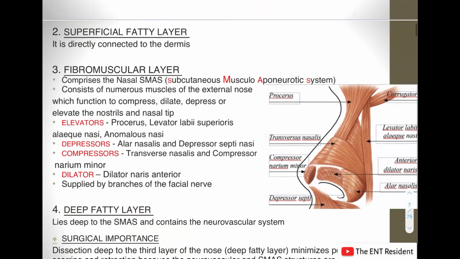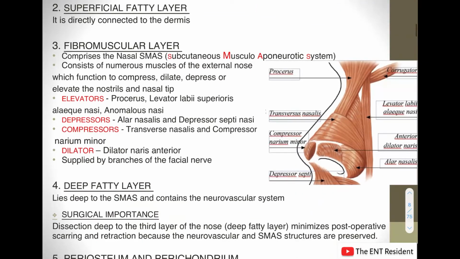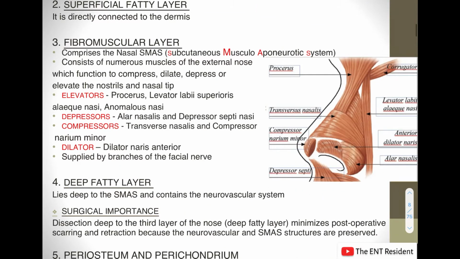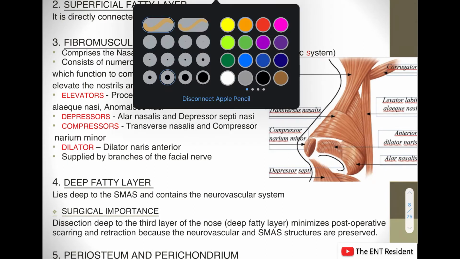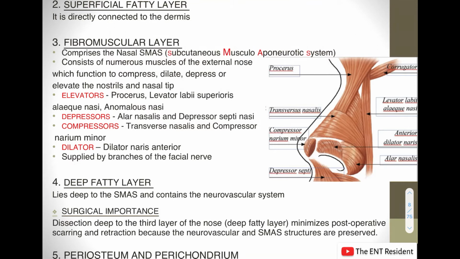Moving on to the next layer, the subcutaneous tissue layer, which has the four different layers. The first layer is the superficial fatty layer. The superficial fatty layer doesn't have much importance. It is directly connected to the dermis.